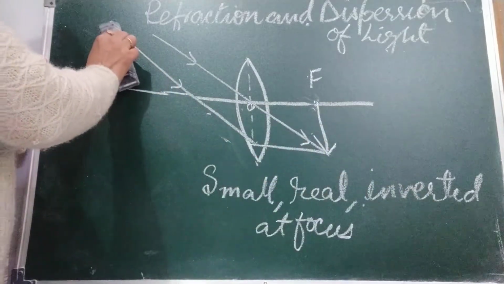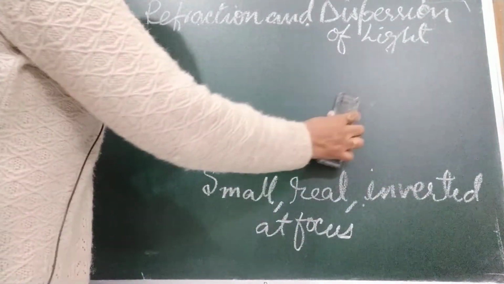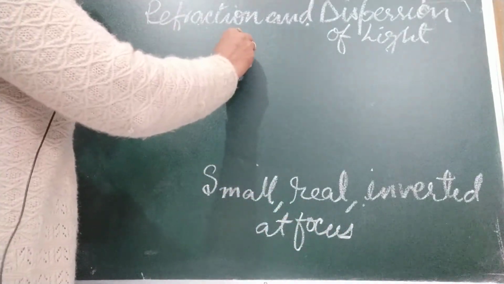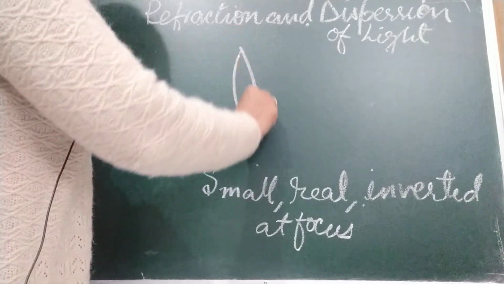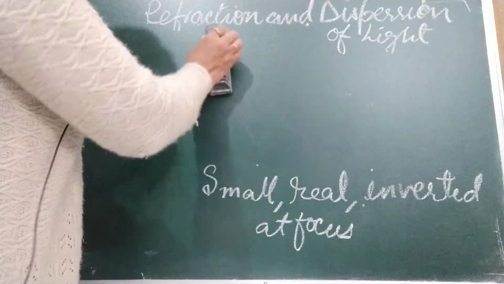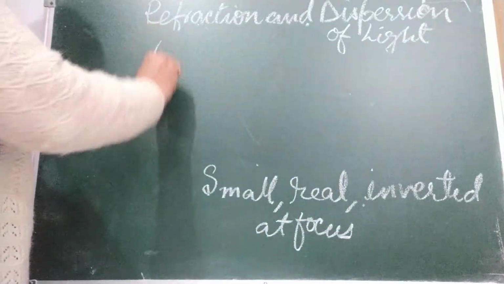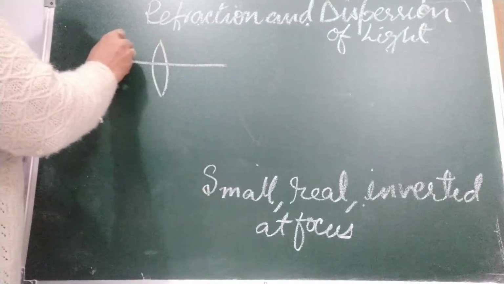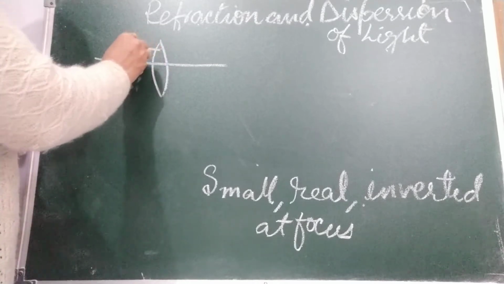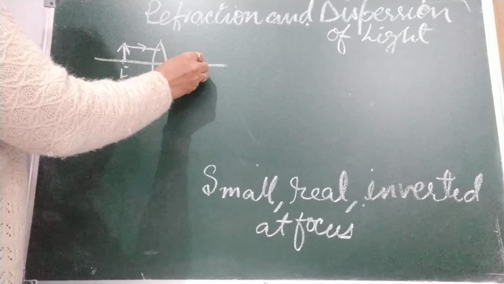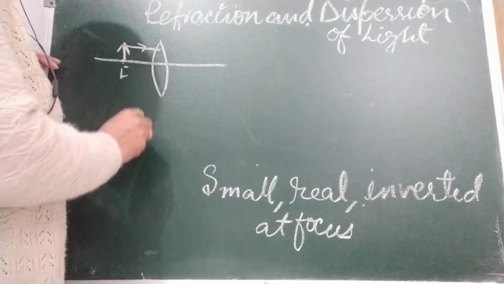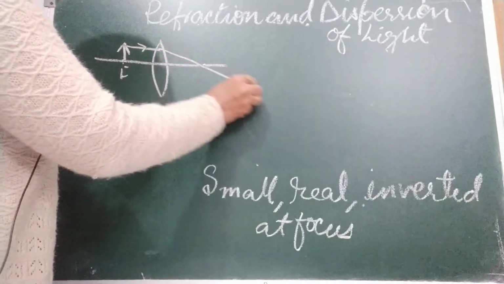Now our second position is when the object is placed at the focus. Object is at focus. Now I am going to make it small. Object is at focus. What will happen? The first ray, parallel to the principal axis, will pass through this focus.